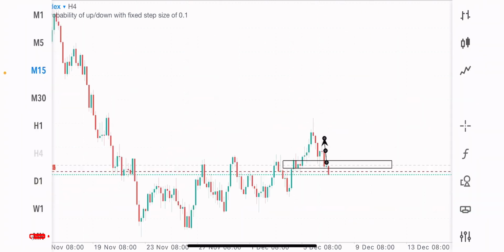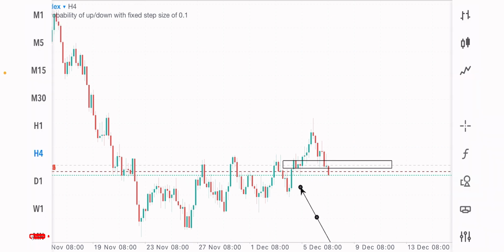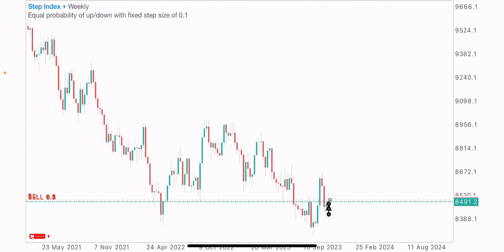So what's my view on this index? What made me sell step index at this point? You can see how we are moving in profit. The trade is moving nicely well. So first, I went to the weekly time frame as I always do.